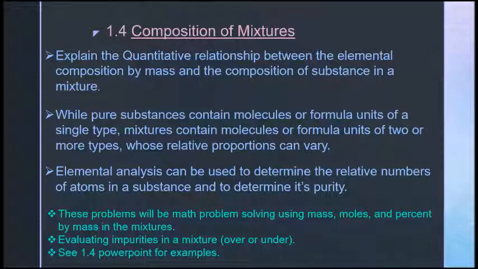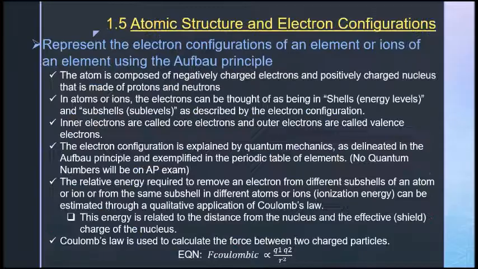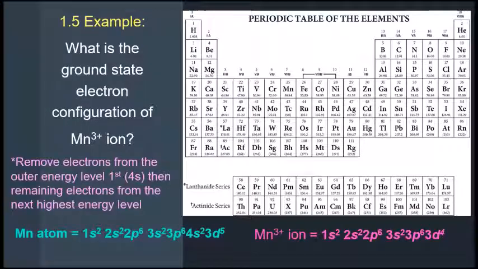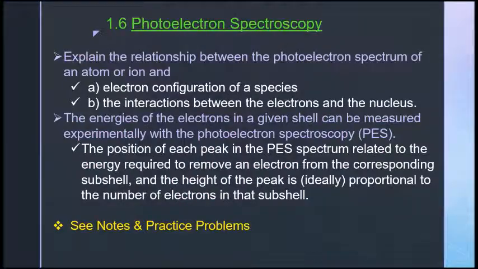1.4, those composition of mixture ones, although we did partially do that in that first example of the free response problem. You can go through them. I also said, see that part of the examples in the PowerPoint. 1.5 is electron configuration and Coulombic attraction. So reviewing Coulombic force. Here's an example for electron configuration, and gives you the answers and the solution and the methodology to it.